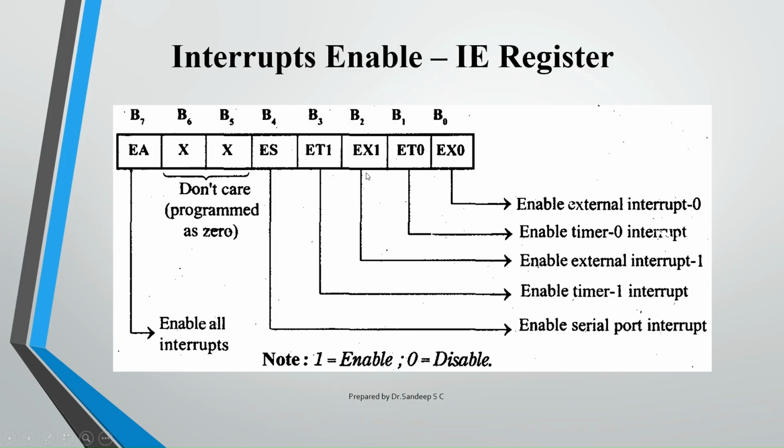And to activate these interrupts, we first have to enable the enable all bit, that is the global interrupt bit. So this bit should be made high. Only then will these bits have an effect on the programming. If this bit is 0, then the status of all these bits is ignored by the controller.